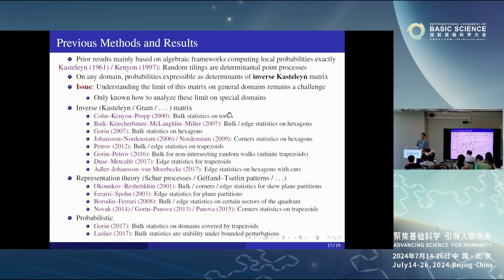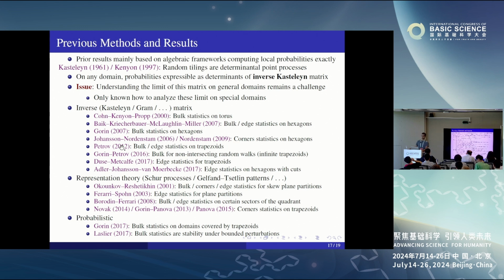In certain special domains, one knows how to take the limit of this inverse Kasteleyn matrix. A few examples: the original work of Cohn, Kenyon, and Propp on the torus manages to compute the limit of the inverse of this matrix in that case. There are a series of works on the hexagon between 2007 and 2009. Various trapezoids or infinite versions of trapezoids one can compute these limits for.